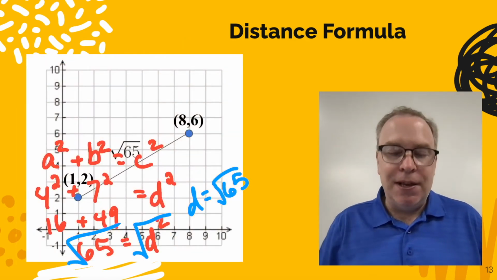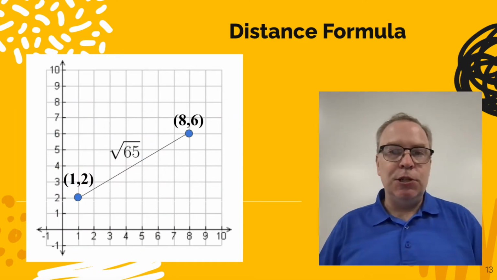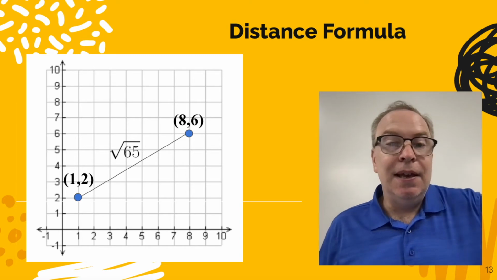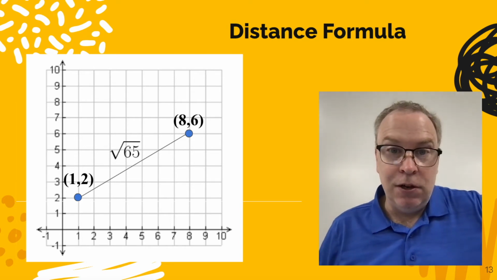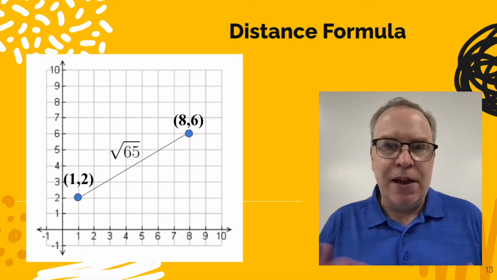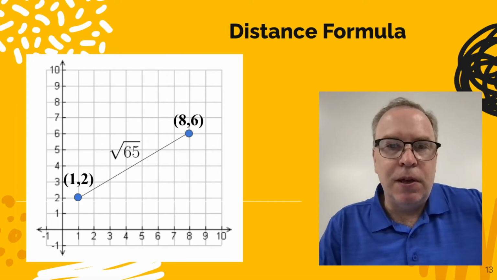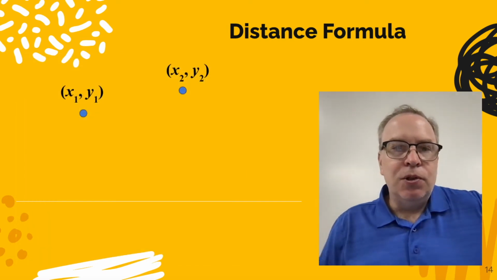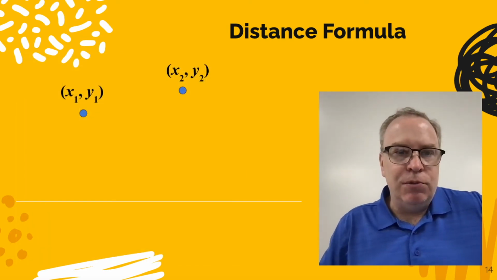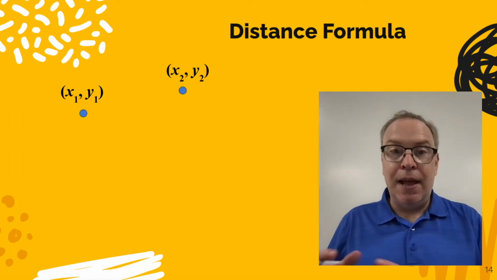So if I go to the next slide here and get this stuff out of the way for you, you can see that the distance between those 2 points is the square root of 65, a little bit more than 8. So we don't use the Pythagorean theorem normally on this type of problem. Instead, we're going to use something called the distance formula. So let's do this where we just have some generic points. Let's call them (x1, y1) and (x2, y2).